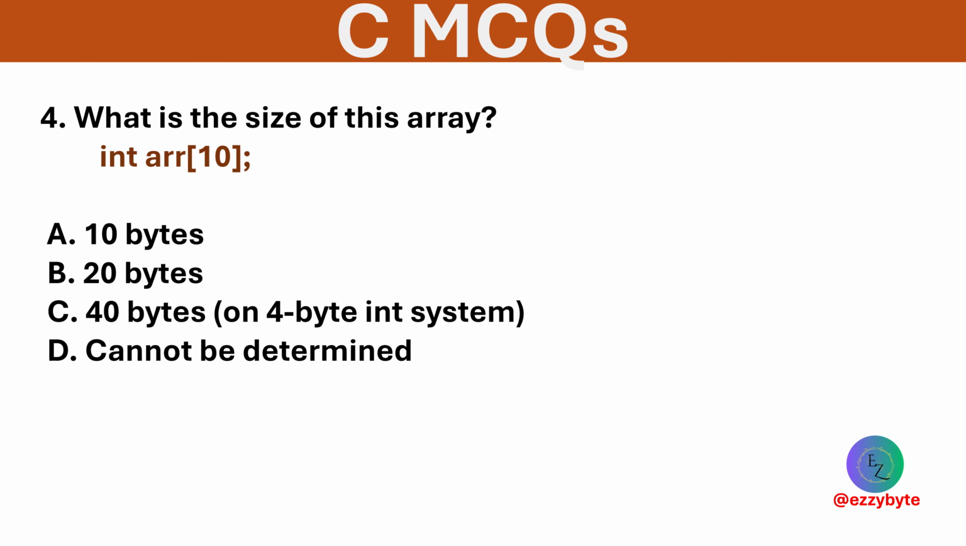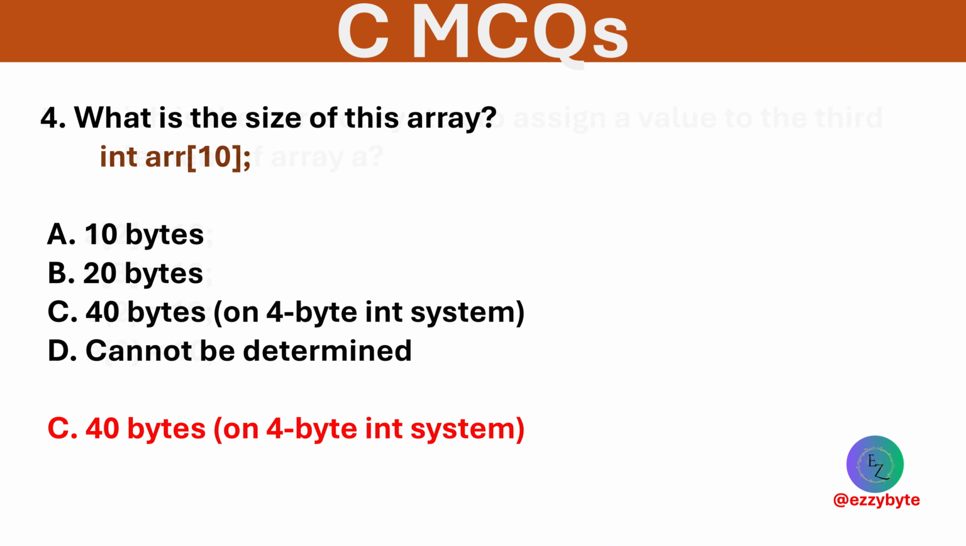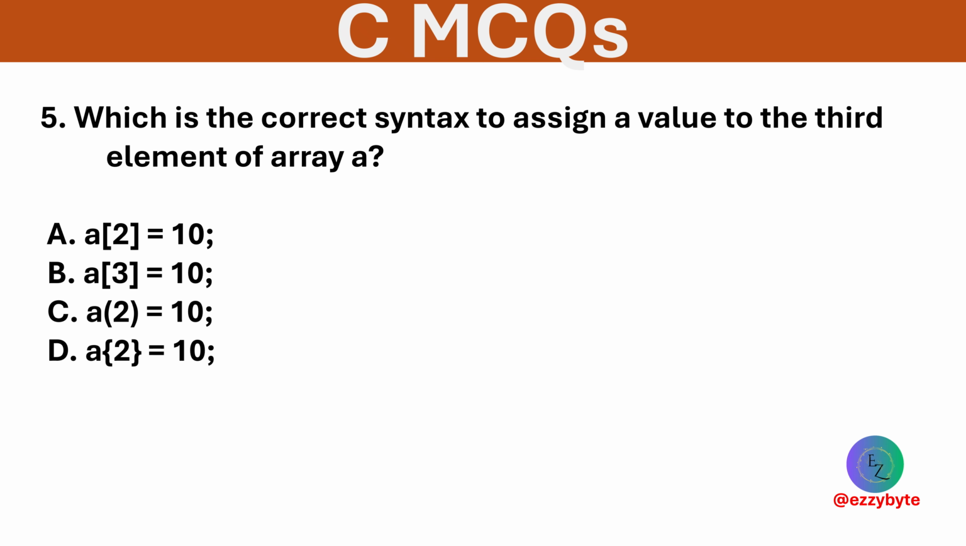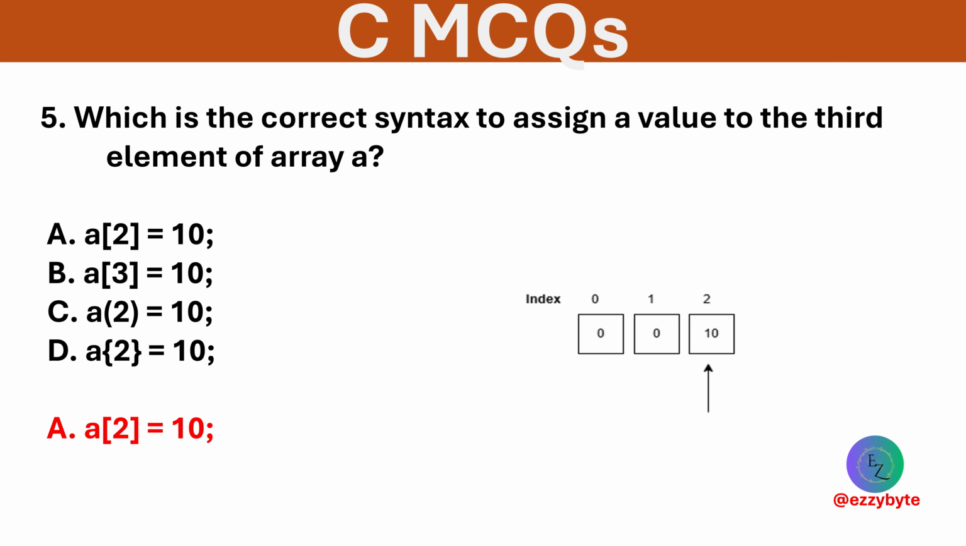What is the size of this array? Options are 10 bytes, 20 bytes, 40 bytes, and cannot be determined. Option C is correct. Which is the correct syntax to assign a value to the third element of an array A? Options are given below. Option A is correct. Indexing starts from 0, so A[2] is the third element.